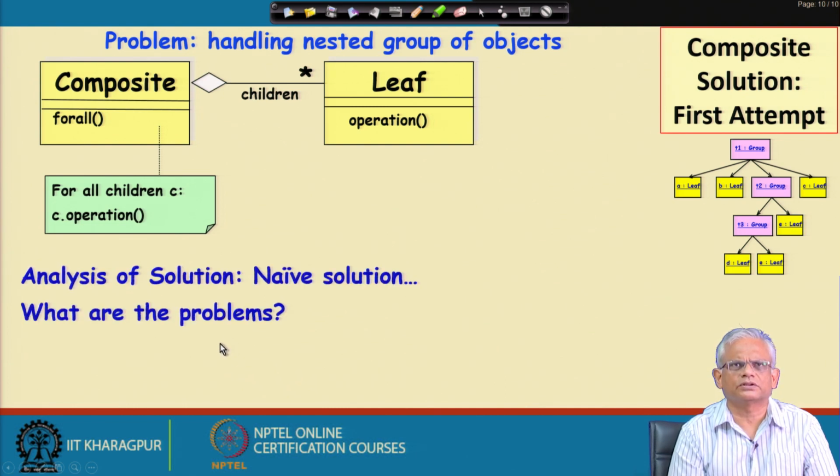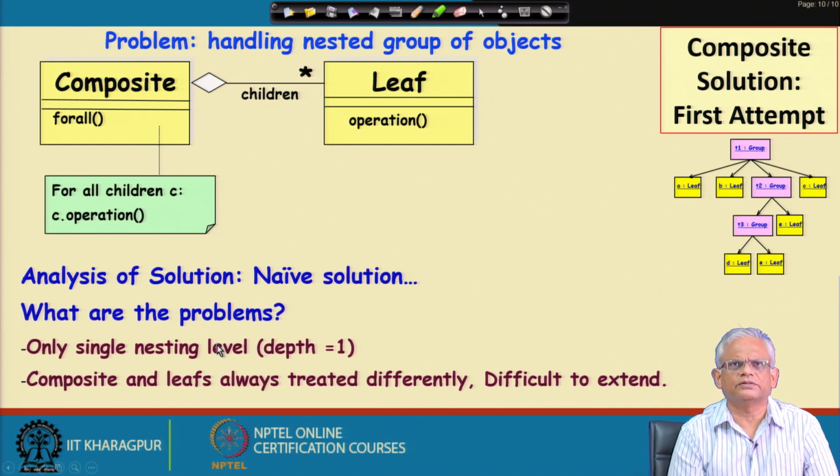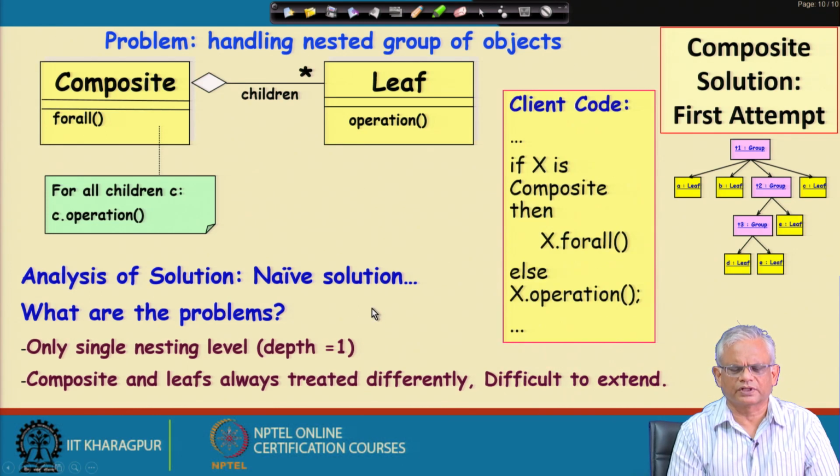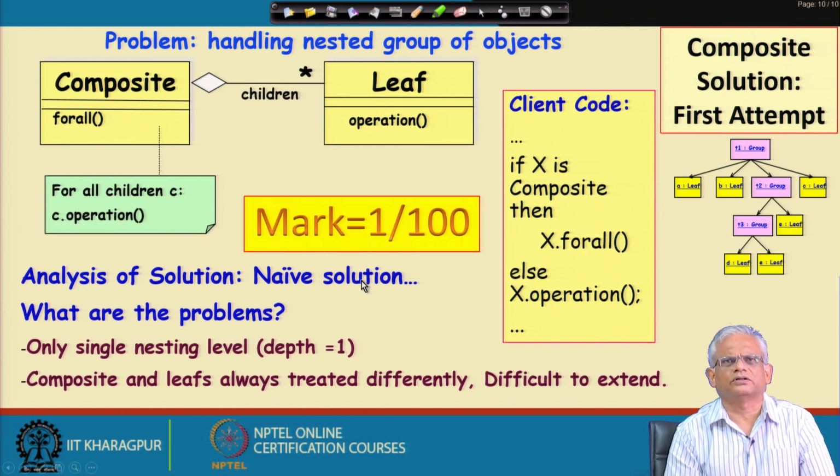It is a very naive solution. The problems are that there is only a single level of nesting, the composite and leaves are treated differently, and it is difficult to extend. For example, how do we add new composites, new leaves, and so on? Not a good solution. And if somebody is posed this problem as an examination question and he gives this answer, then the examiner would possibly award him 1 out of 100, not a good solution.